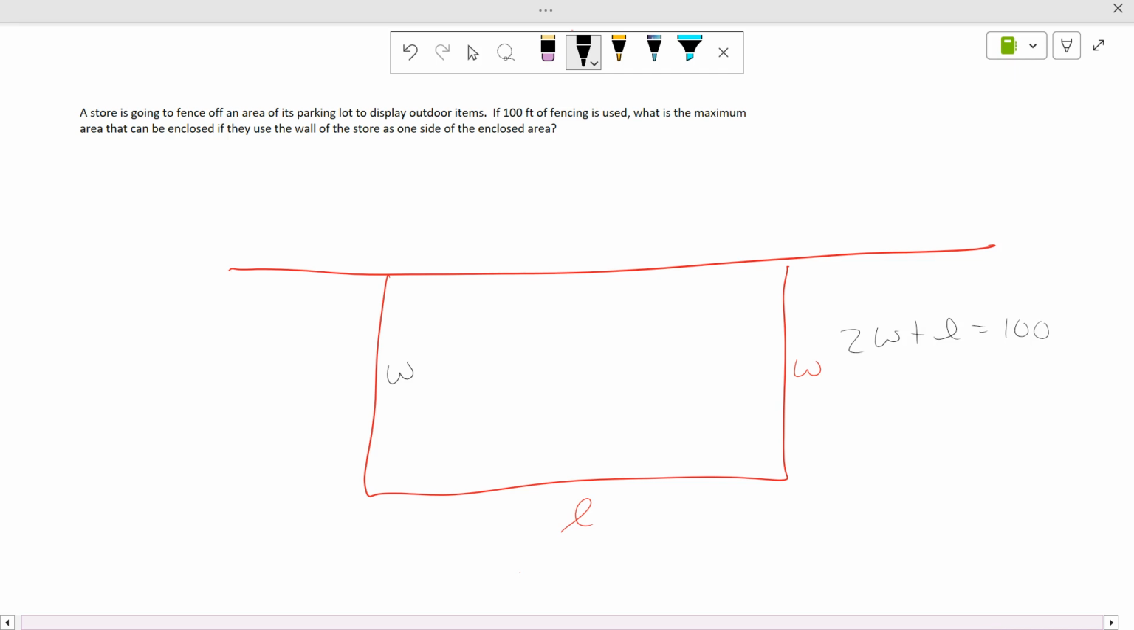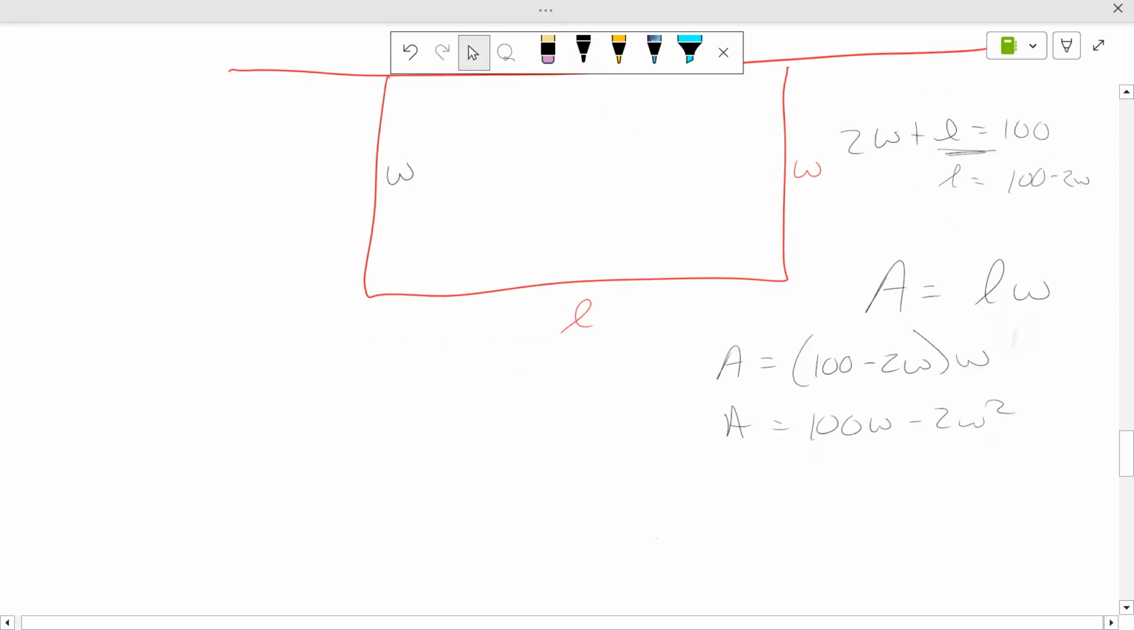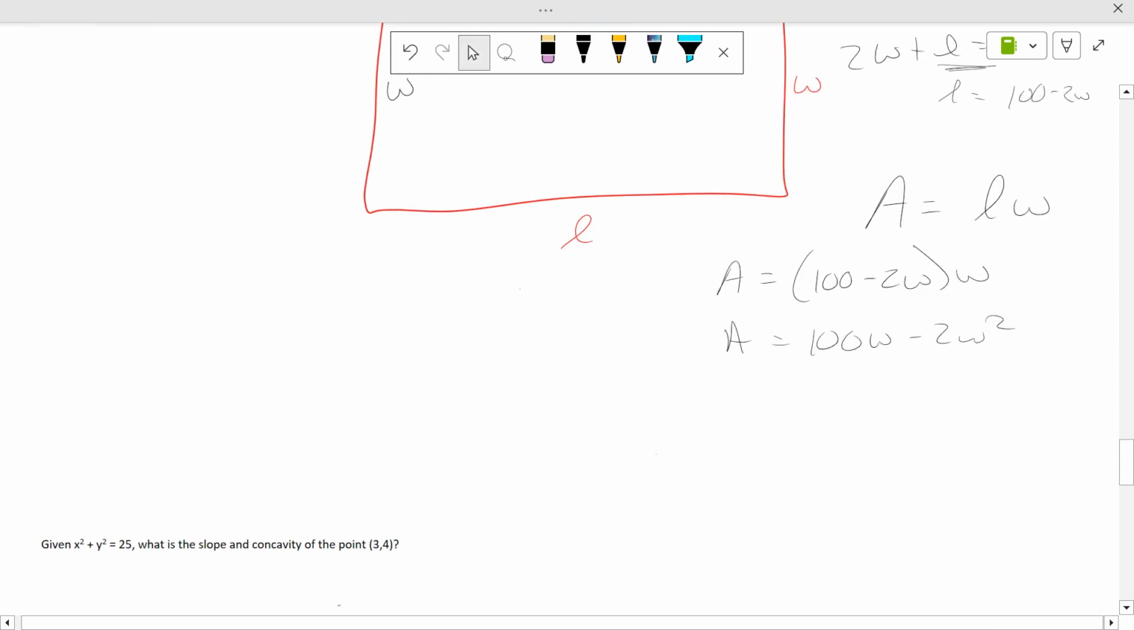They want to find the maximum area. How do we find area? Area equals length times width. So what happens here is if I solve this equation for L, L equals 100 minus 2W. So my area equals 100 minus 2W times W. Distribute: 100W minus 2W squared. That's my area. Now what do we do?